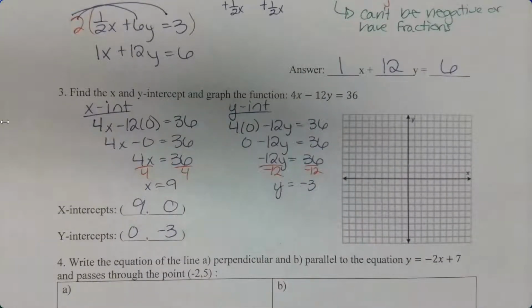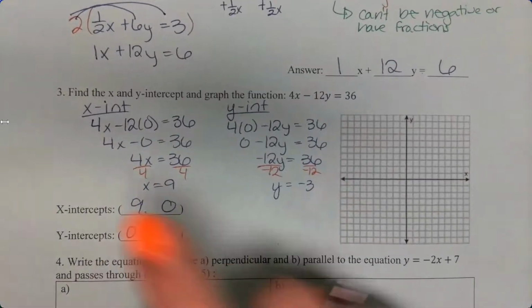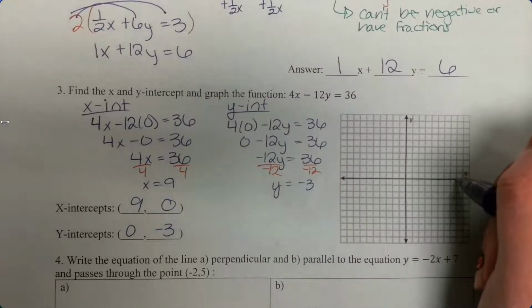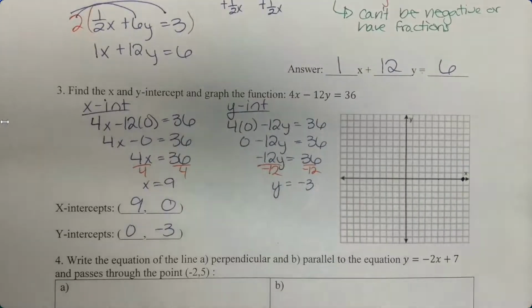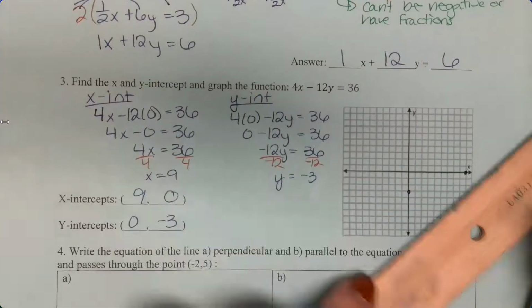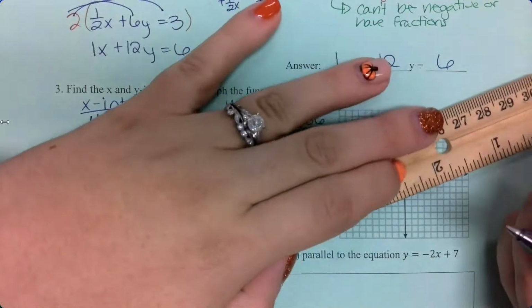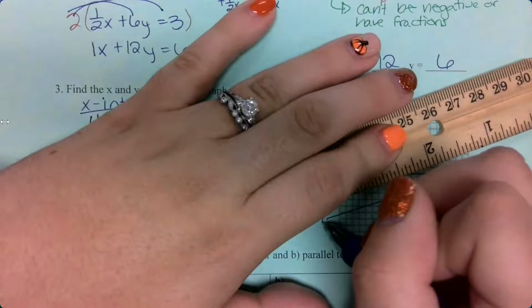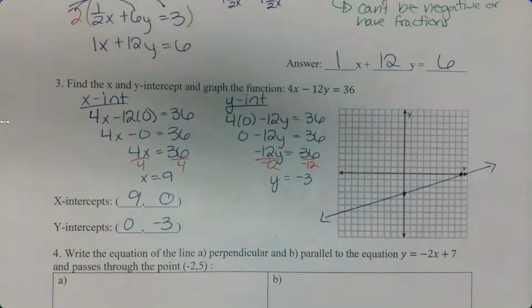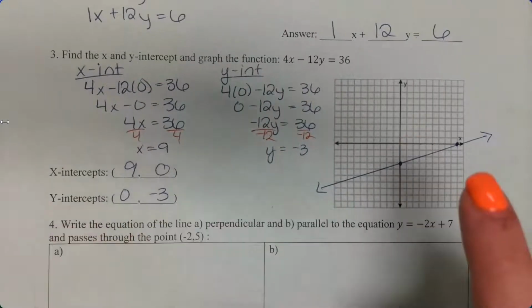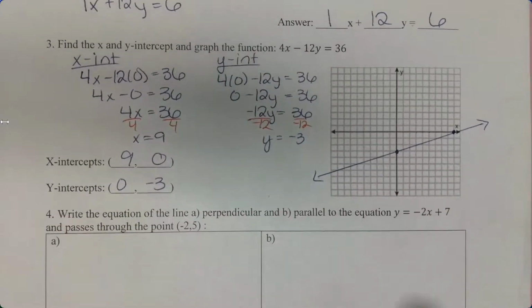Then I want to go ahead and graph this. So I'm going to plot my points. I have 9, 0. Then my y-intercept is 0, -3. I want to connect my points. On the actual quiz, you will get an additional point for graphing this on your paper.